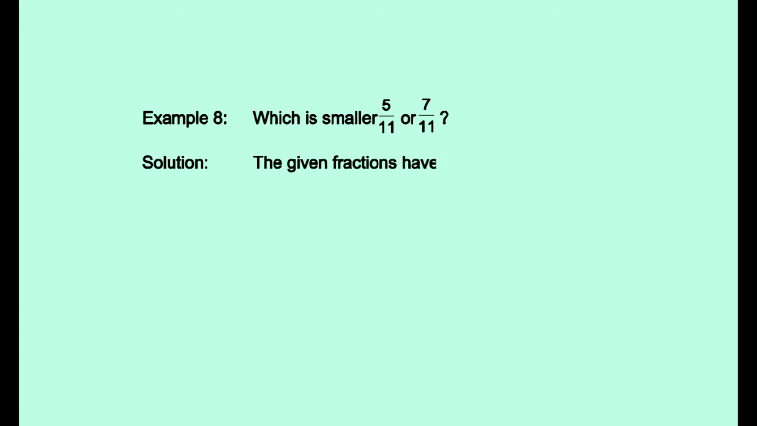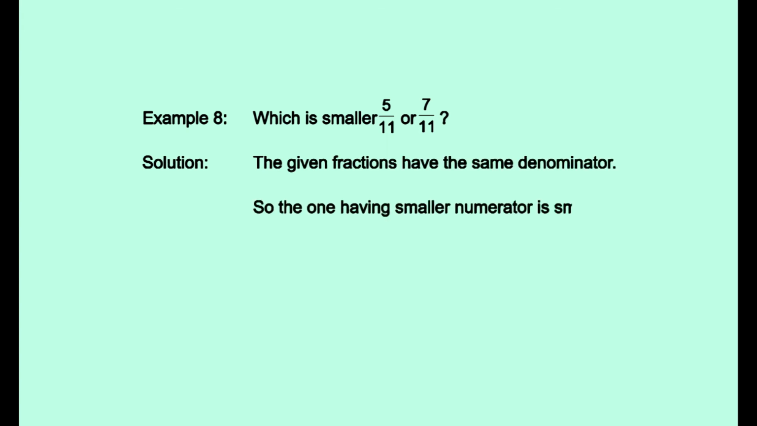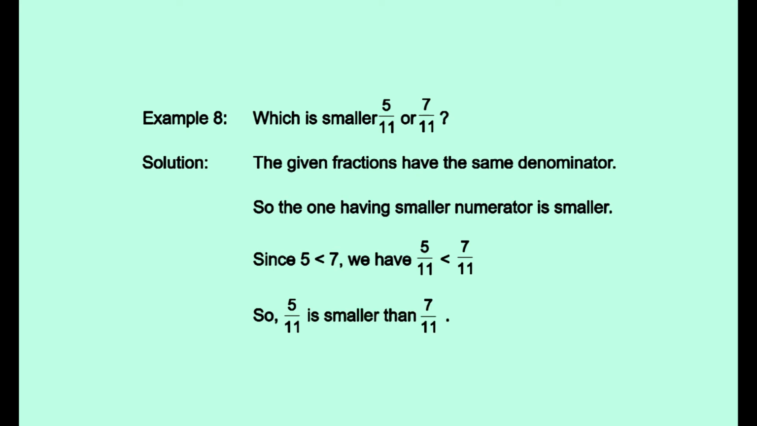Example 8. Which is smaller, 5 by 11 or 7 by 11? Solution. The given fractions have the same denominator, so the one having smaller numerator is smaller. Since 5 is less than 7, we have 5 by 11 less than 7 by 11. So 5 by 11 is smaller than 7 by 11.